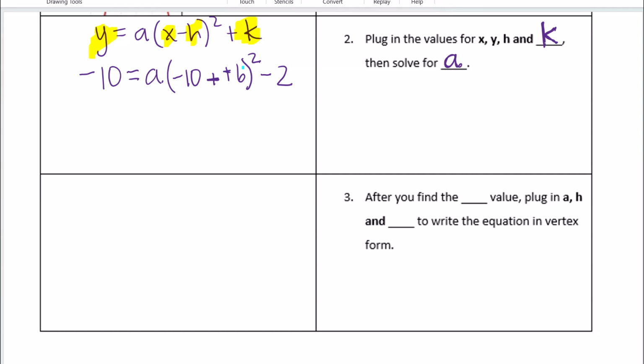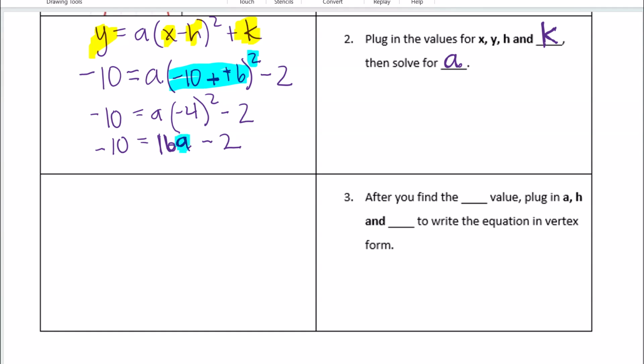All right, and then when we go to simplify this, we always want to simplify the parentheses first and square it. So negative 10 plus 6 is negative 4 squared, then minus 2. Well, negative 4 squared is negative 4 times negative 4, which is 16. So I'm going to put that in front of the a, so 16 times a. And then we still have the minus 2.